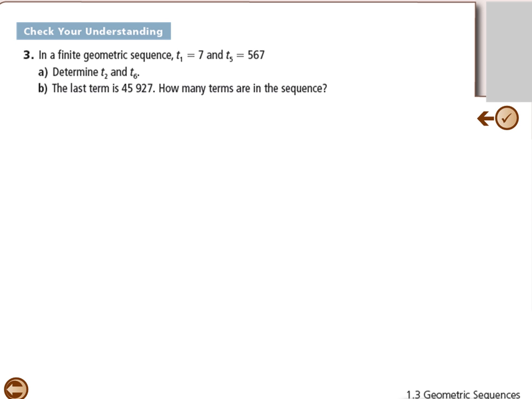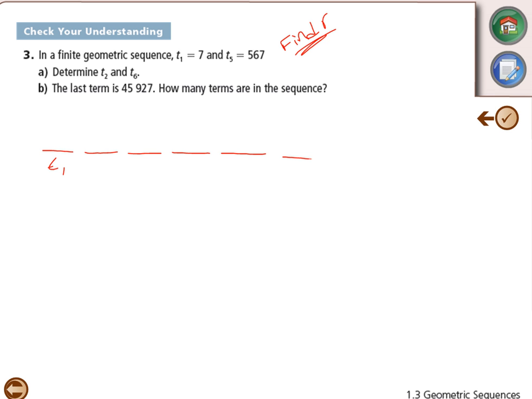All right, infinite sequence. There's T1, there's T5. Determine other values. Well, really, this question is asking us one thing. What's R? That's where we're starting with this. So let's label it out. T1, 2, 3, 4, 5, 6. Let's put in what we know. We know that T1 was 7, T5 was 567.